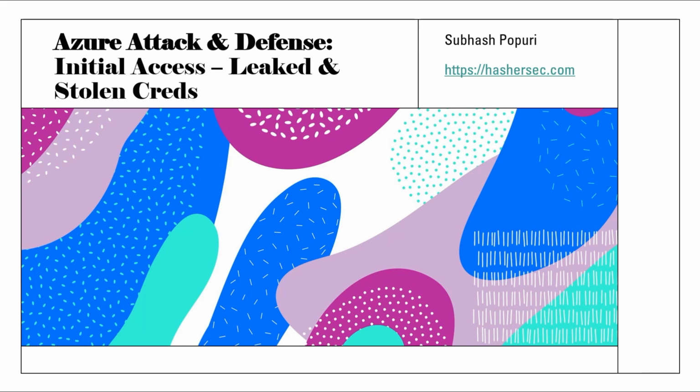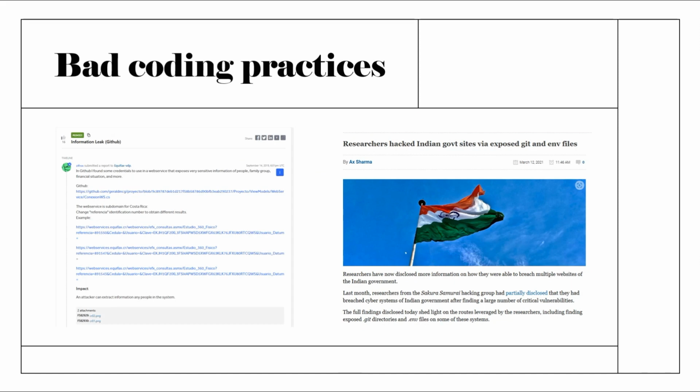Hello all, welcome back. In this video, we will be talking about how to obtain initial access using leaked and stolen credentials. Now, before moving forward, I want to highlight a couple of incidents where the stolen credentials or the exposed Git repositories played a very major role and disclosed a lot of sensitive data.